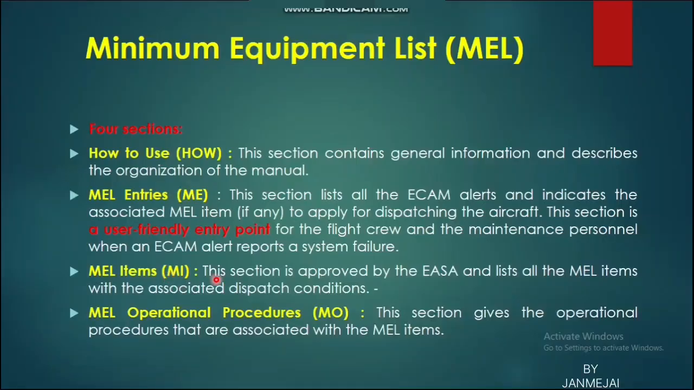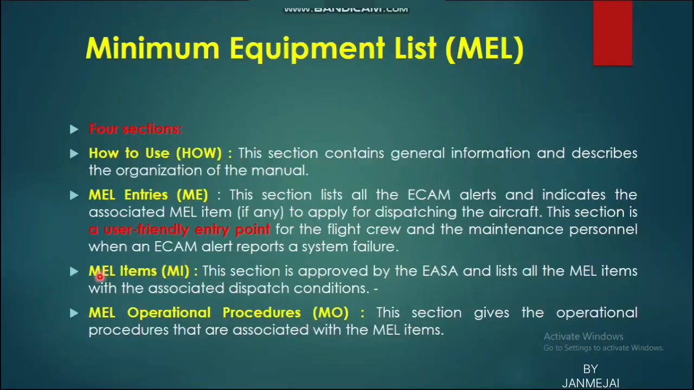Second is your MEL item, that is your MI, short name. This section is approved by the EASA and lists all the MEL items with the associated dispatch condition. So you will have the dispatch condition on this. Whenever you are referring to the MEL entry, you'll understand better once I take some examples. So suppose you got a pack 1 regulation fault. You go to the MEL section and find the pack 1 regulation fault, and that will refer you to another task, that is your MEL item.